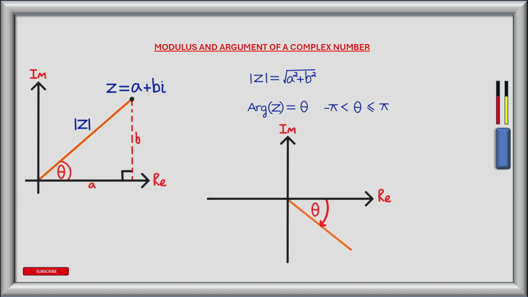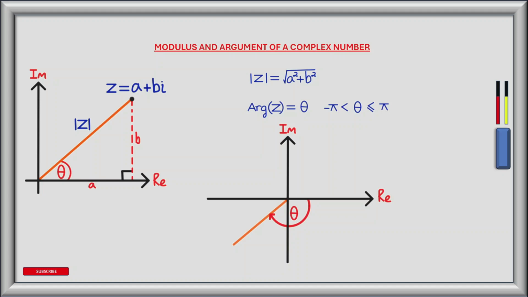A negative argument theta corresponds to a clockwise rotation from the positive real axis. These angles occur when the complex number lies in the third or fourth quadrant of the Argand diagram, shown here and here. The minimum or most negative argument is greater than negative pi radians.